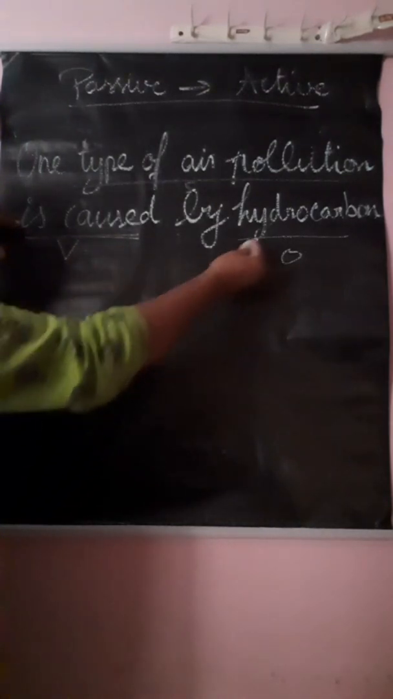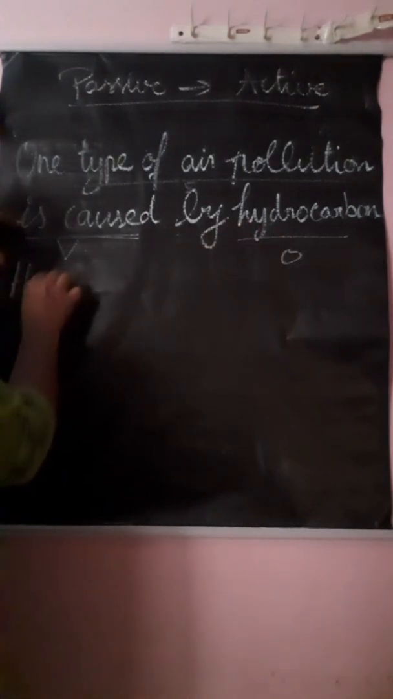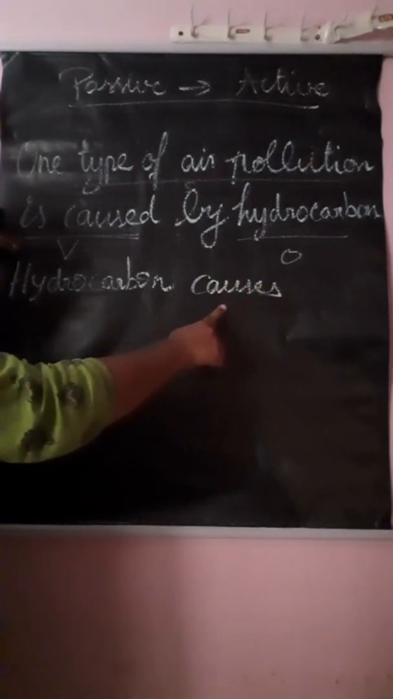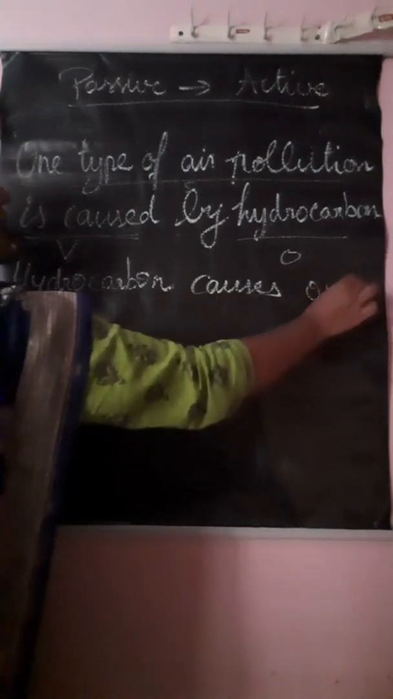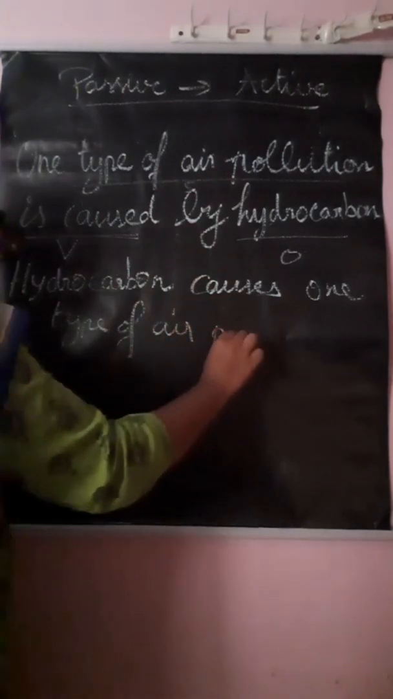We have to change it into active. Now the object comes to the front. Hydrocarbon. "Is caused" is present tense. So in active simple present, what is the verb format? Verb 1 plus s/es. So, hydrocarbon causes. Verb 1 plus s/es. So hydrocarbon causes one type of air pollution. That's all. This subject has now come down as an object.